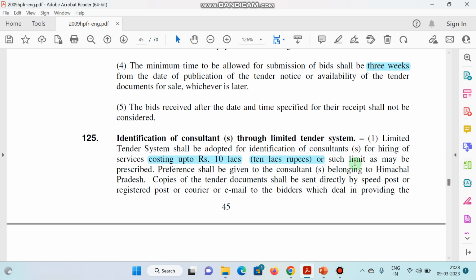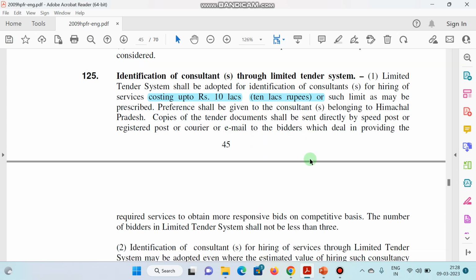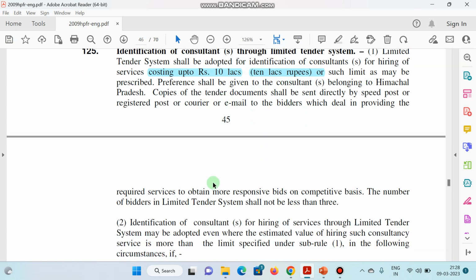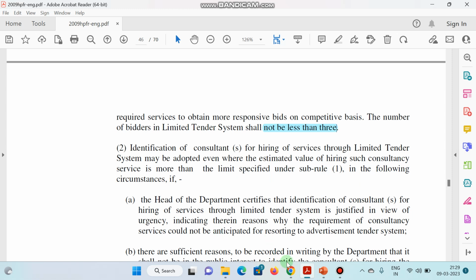And in this limited tender system, the copies of the tender document shall be sent directly by speed post or registered post or courier or through email to the bidders who deal in providing the services. And you can remember this thing, the number of bidders in the limited tender system shall not be less than 3. So a minimum of 3 bidders are required.